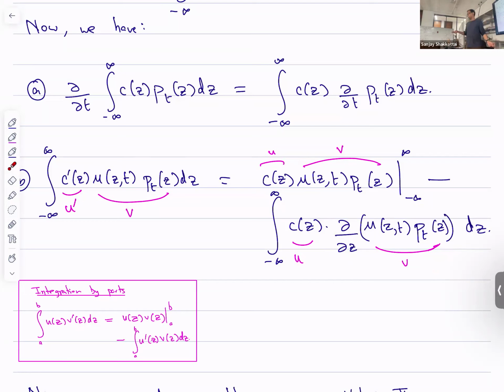And so you need to use boundary conditions to kill that. So we know that this is a nice density function, meaning at plus and minus infinity, the density should be 0. So that means since I'm integrating between plus infinity and minus infinity, this term goes.